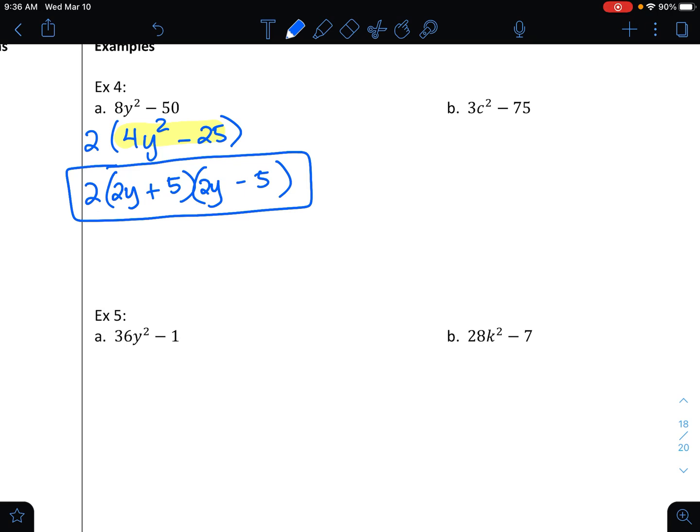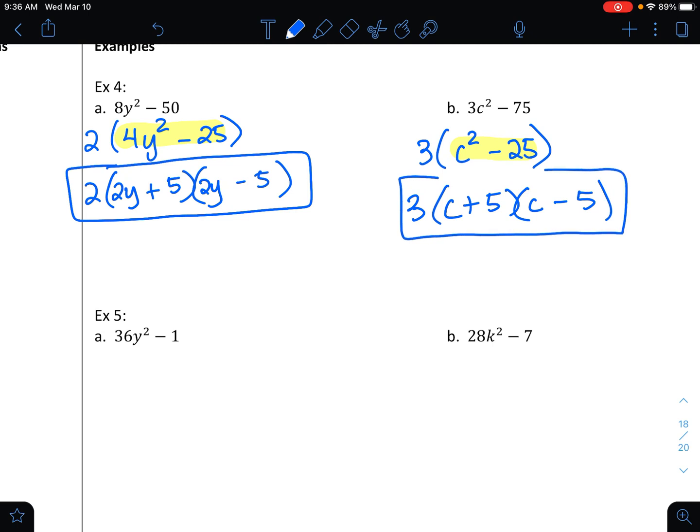Let's see, 3 looks like it's the GCF. Yeah, 3 goes into 75. All right, so 3 and then parentheses c squared minus 25. Difference of squares, I've got 5 and 5 and c, so I need my 3. c and c, 5, 5, one says plus, one says minus.